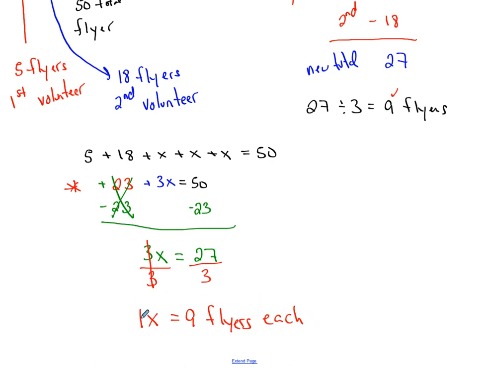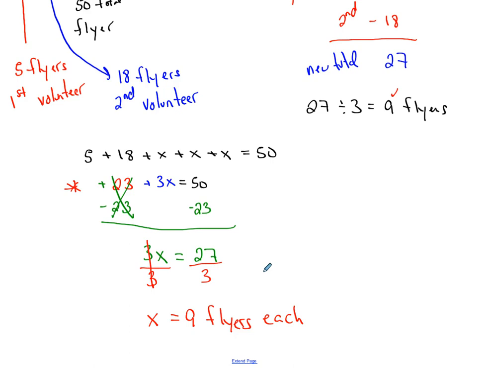Do I have to write 1x? You could just write x, so I'm going to get rid of that 1 and just write x equals 9 flyers each. Now I wrote x. X is just any random variable. Do I have to write x? Can I write a, b, c, d? Can I write any variable? You can write any variable, but for this problem you have to write x because that was the variable.